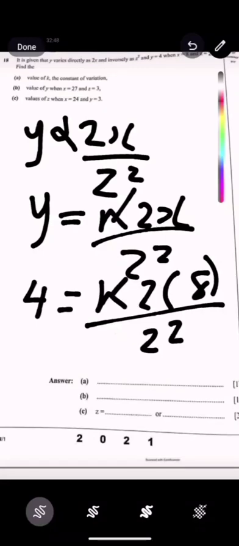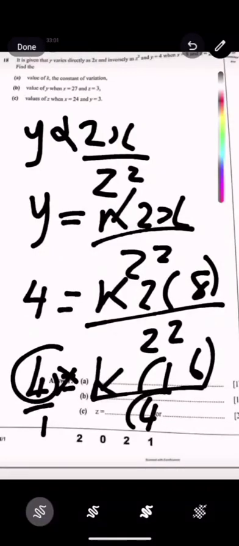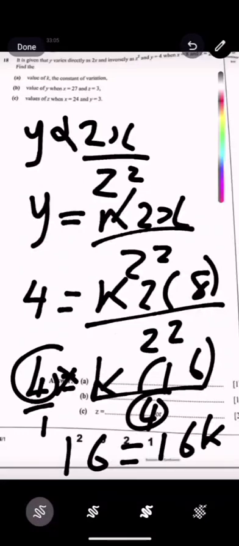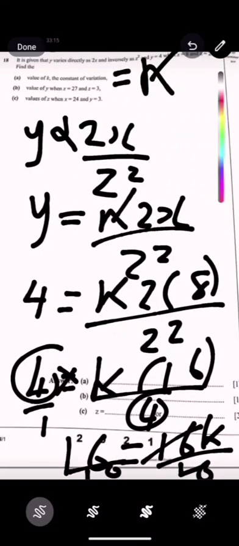So we start solving for k. 4 is going to be k times 2 times 8, 16, over 2 squared, 4. You can cross multiply. 4 times 4 will give you 16, equals k times 16, which is 16k. So you can divide by 16 on both sides. This and this will go, then we'll remain with k this side. 16 divided by 16 is 1. So our k is 1.